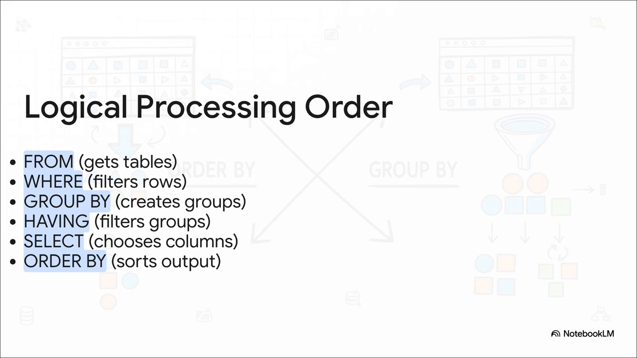And here is the secret reason why that error even happens. It's because SQL doesn't actually run in the order that you write it. Look at this logical processing order. The group by happens way before the select. So by the time the database even looks at your select list, the data has already been squished into groups. If you then ask for a column that wasn't part of that grouping or an aggregate, the database just throws its hands up in confusion. Understanding this logical order is the key to everything.